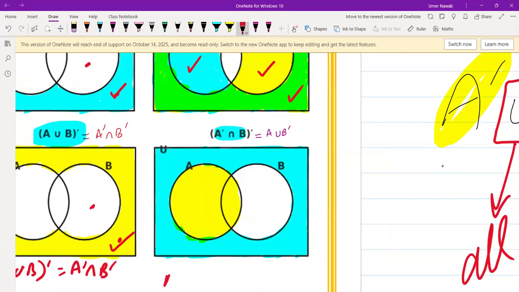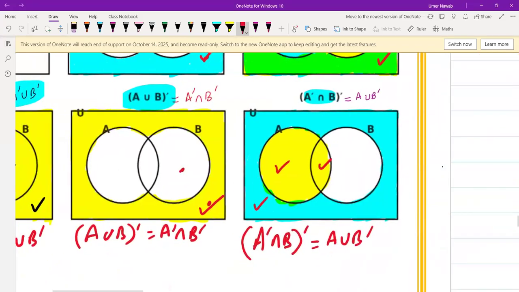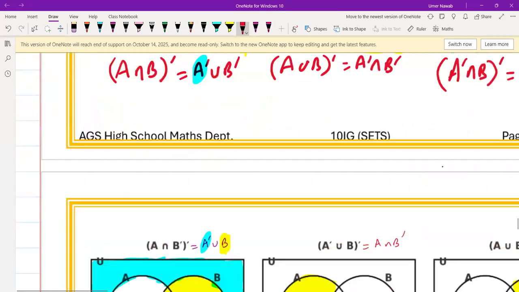Now the guy has written (A complement intersection B) whole complement. Apply De Morgan's. Complement gives you A union B complement. So A complement and B complement. So we have to consider outside of B. So this was already shaded. That's the case.